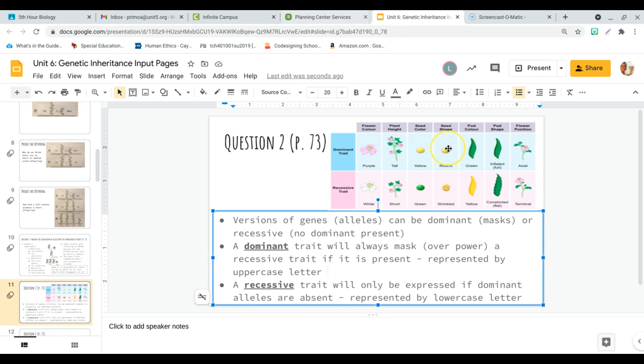Seed color, yellow is dominant, green is recessive. Seed shape, round is dominant, wrinkled is recessive. Pod color, green would be dominant, yellow would be recessive. Pod shape, inflated or full, would be dominant, and then constricted or flat would be recessive. And then flower position, axial would be dominant, terminal would be recessive. But the main one we're going to focus on here is going to be the colors, the tall versus short, yellow or green seeds, that sort of stuff.